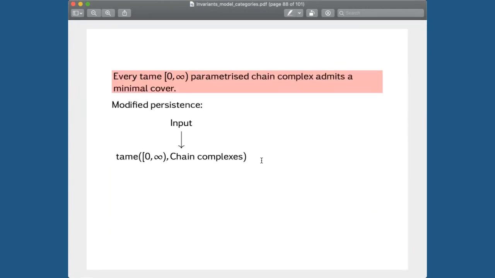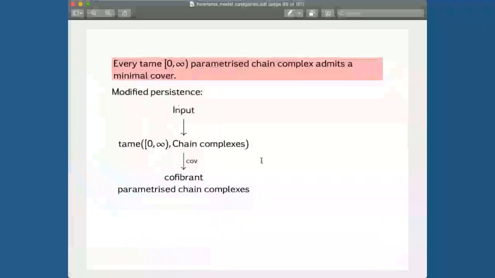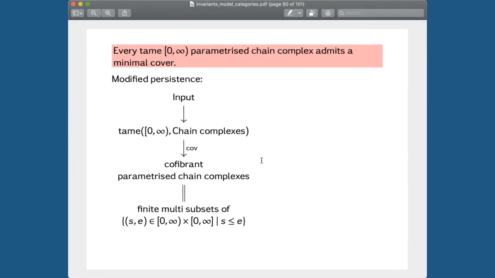Do you remember our modifying persistence? It converts input into tame parameterized chain complexes. Now we can use this approximation to convert this possibly very complicated object into something we have more control over, a cofibrant parameterized chain complex, using this minimal cover. And then I use our theorem that I can actually classify cofibrant objects. Cofibrant parameterized chain complexes can be enumerated by finite multi-subsets of that set.